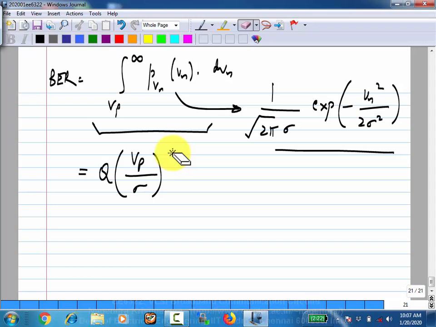Is this fine? Any questions about this? So this Q function is just another name. I mean, we could always write it like this. It's just a more compact notation for the same thing. That's all.